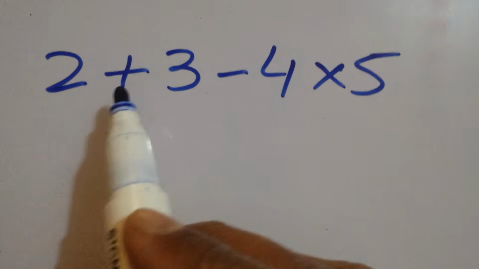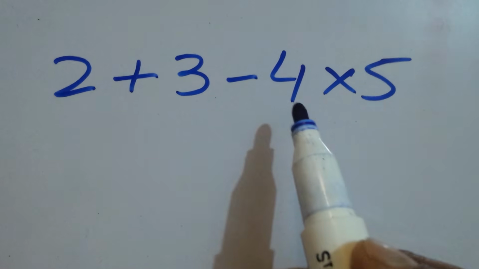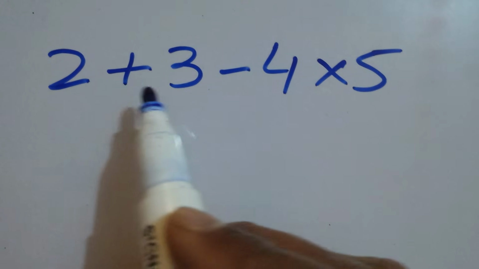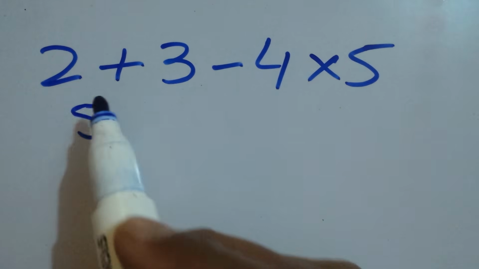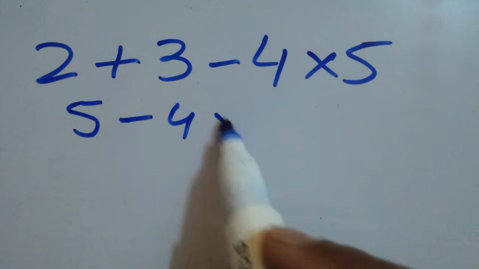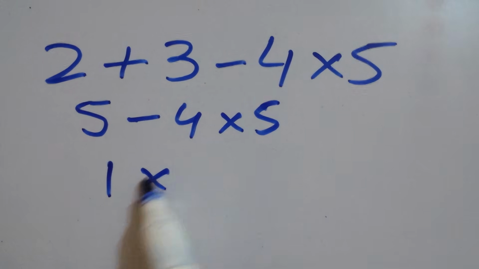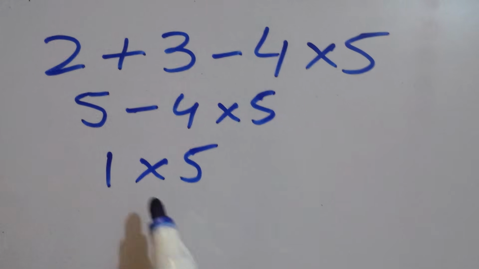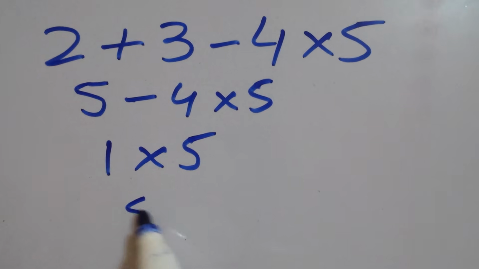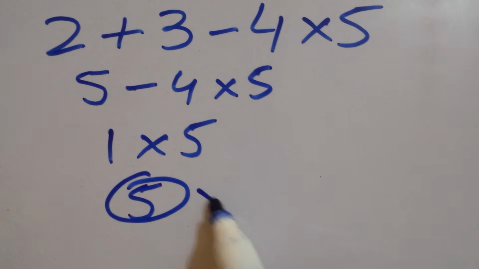Well, we have 2 plus 3 minus 4 times 5. 2 plus 3 equals 5, right? Minus 4 and times 5. Now 5 minus 4 equals 1 times 5. Now 1 times 5 equals 5. But this is not correct.